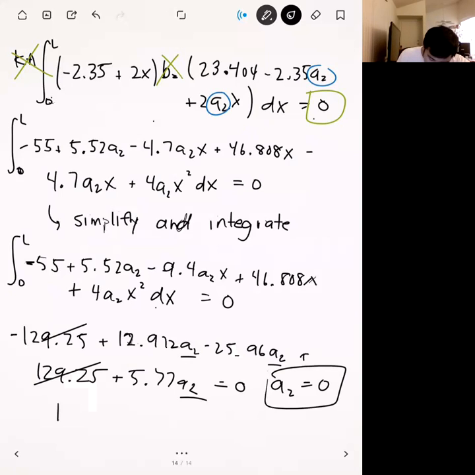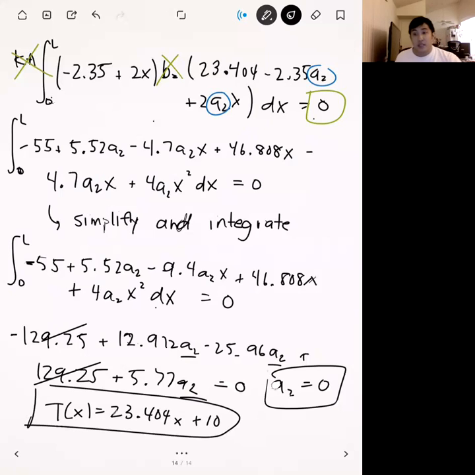And so if we set A2 equal to 0, then we finally get our final answer, which is T of x is equal to 23.404x plus 10, okay? And you notice that this is the same answer as our analytical solution, which we got in problem 2a, okay? And so the reason we got the same answer here is because, from our problem 2a, all we got was a simple linear equation, right? And so we just got this exact problem here.